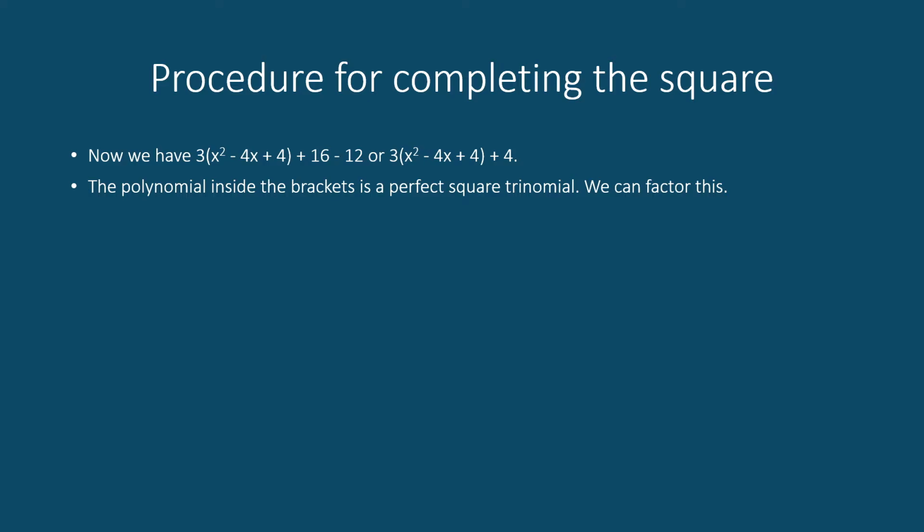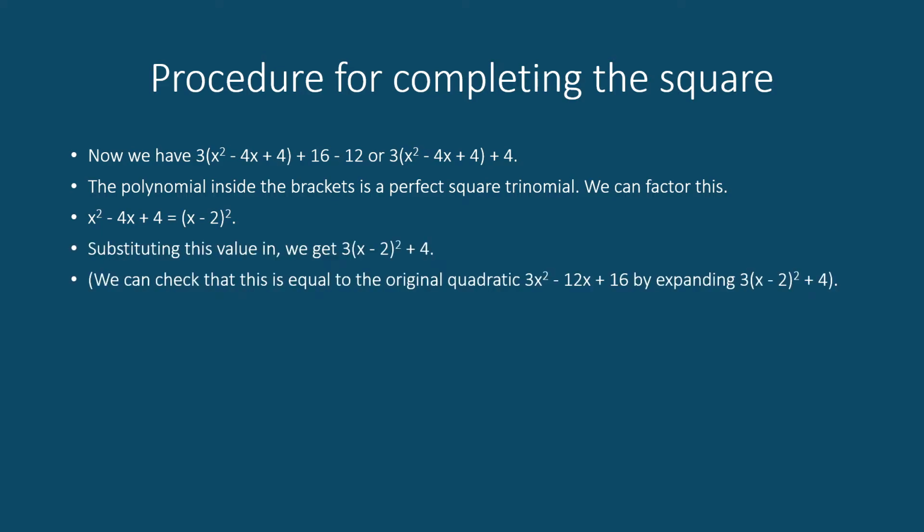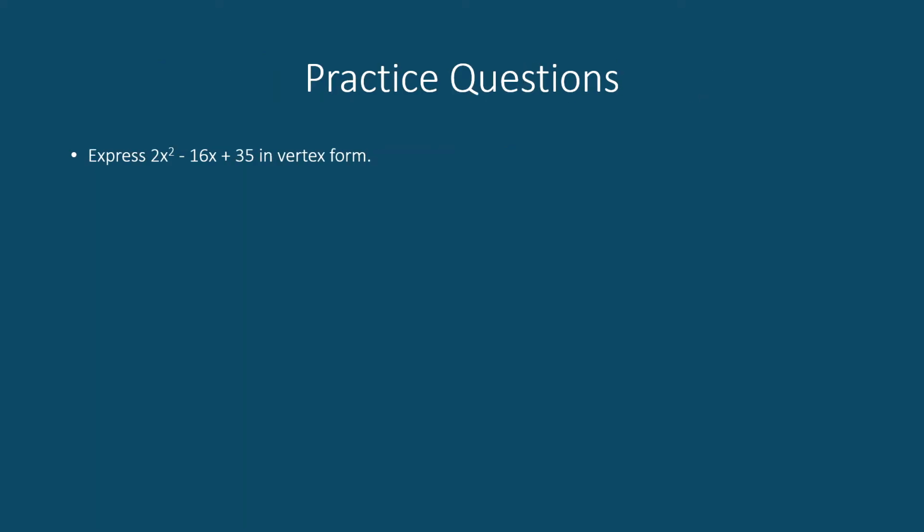If you haven't noticed, the polynomial inside the brackets is a perfect square trinomial, and as such we can factor it. X squared minus 4x plus 4 is equal to x minus 2 squared. Substituting this value back in, we get 3 bracket x minus 2 squared plus 4. We can always check that this is equal to the original quadratic 3x squared minus 12x plus 16 by expanding it.